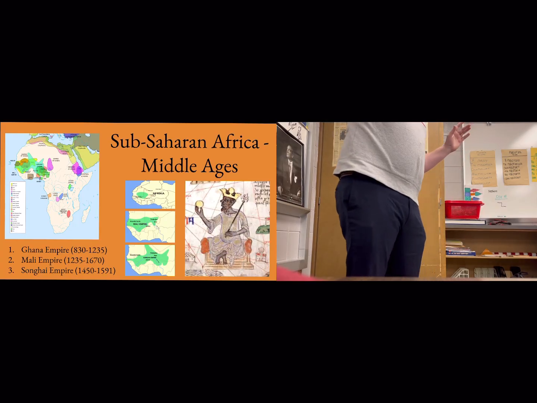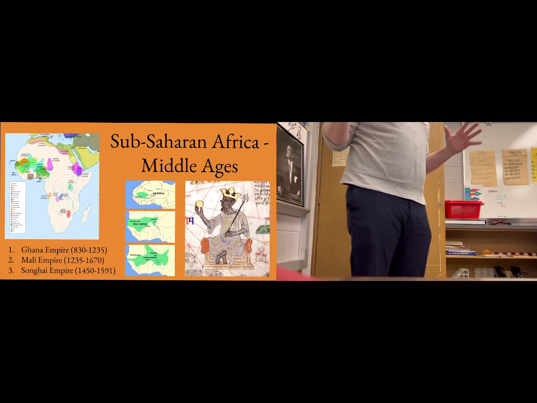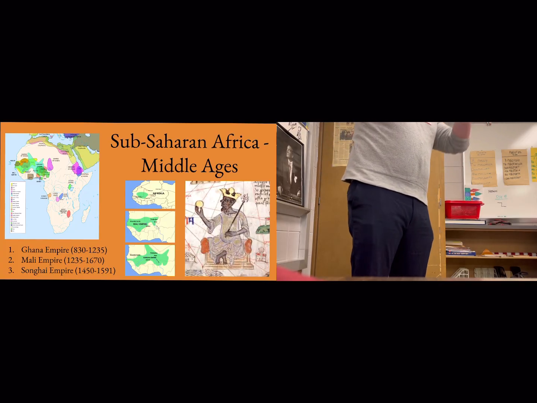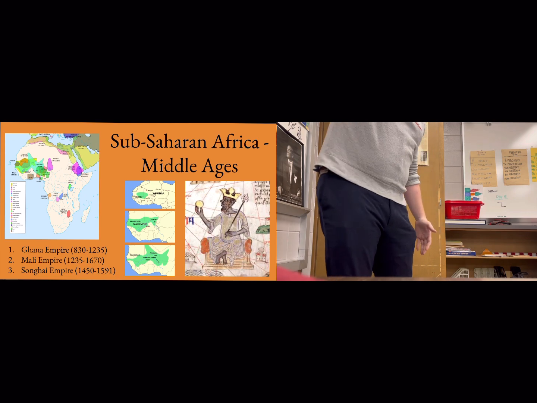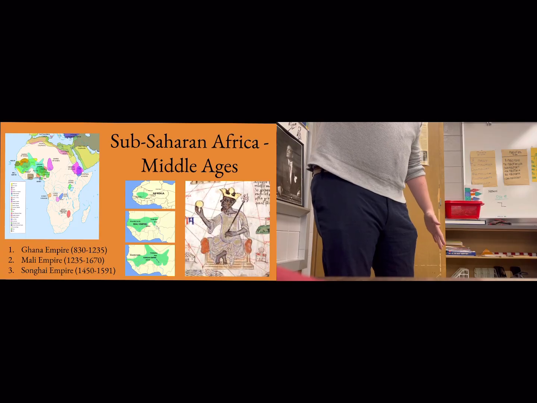Okay, so Africa is a really large continent, and sub-Saharan Africa is just a more specific section of Africa. So the Saharan Desert is that northern part where a lot of the Islamic countries would have been.